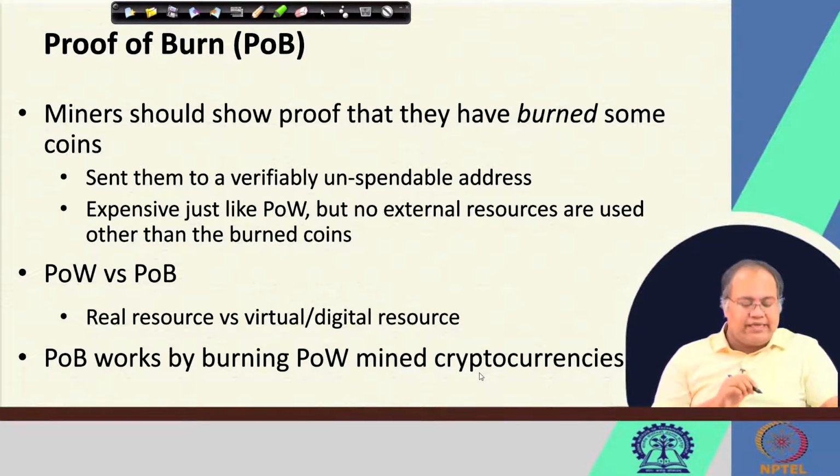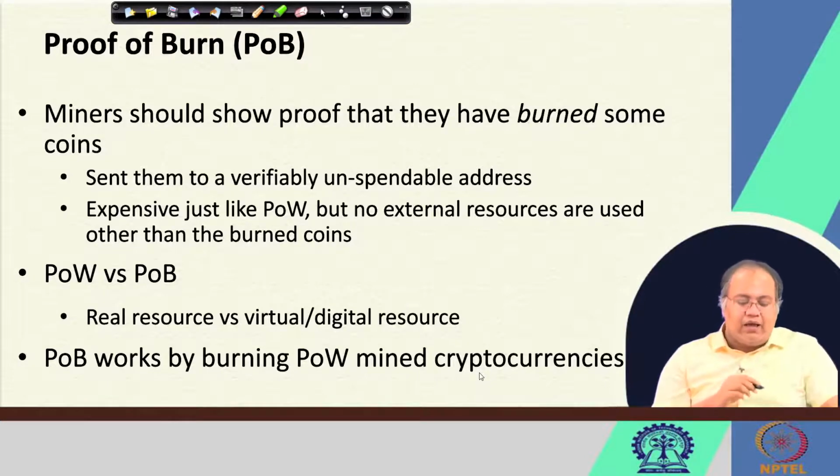The proof of burn says that the miner should show proof that they have burned some coins. What is meant by burning a coin? Burning a coin means you send it to a verifiably unspendable address. Unspendable address means you send it to some address that can be verified, but no one is holding that address. So if you send money to that address, no one would be able to spend that money.